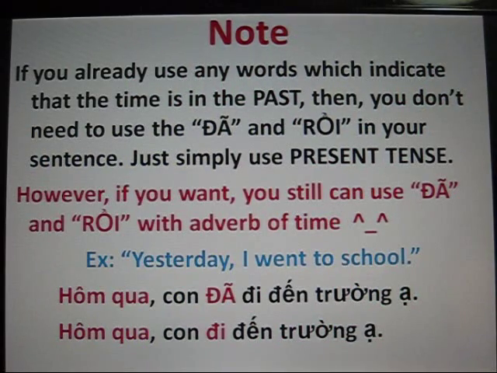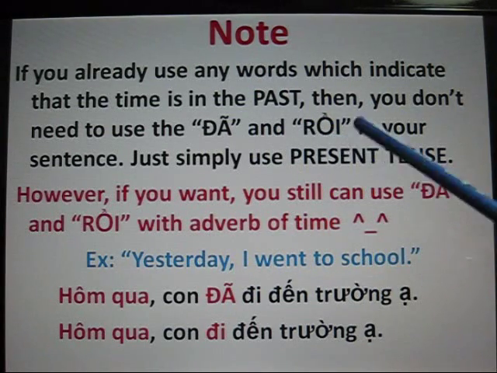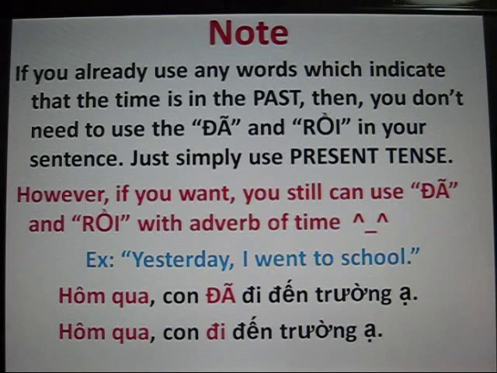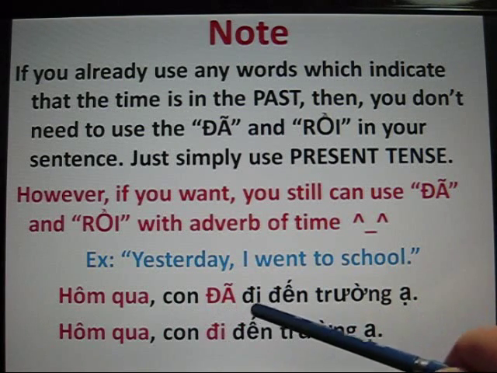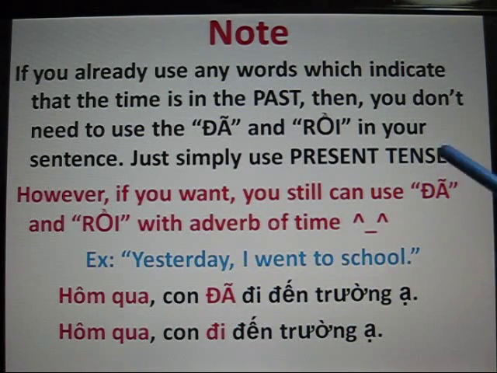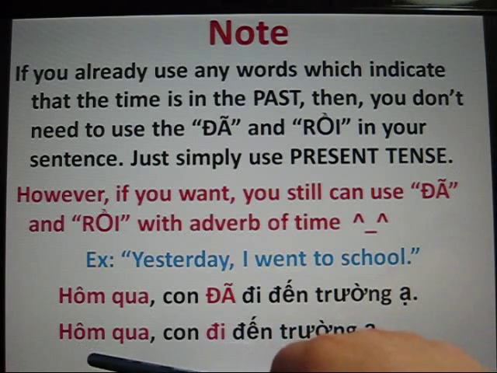And note, if you already use any words which indicate that the time is in the past, then you don't need to use đã and rồi in your sentence. Just simply use present tense. However, if you want, you can still use đã and rồi with an adverb of time. For example, yesterday I went to school. We can say hôm qua con đã đi đến trường ạ. If you want, but usually we will just use hôm qua.